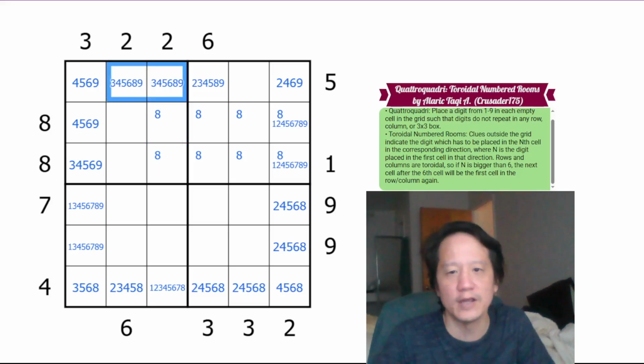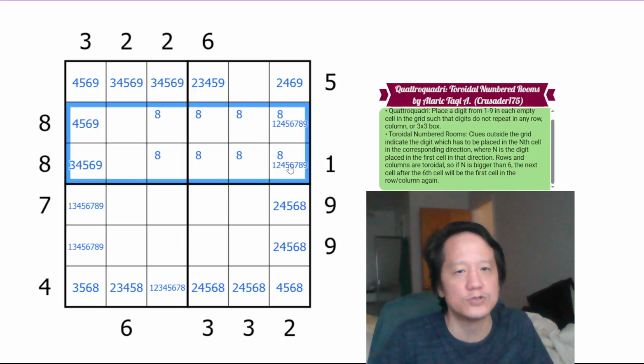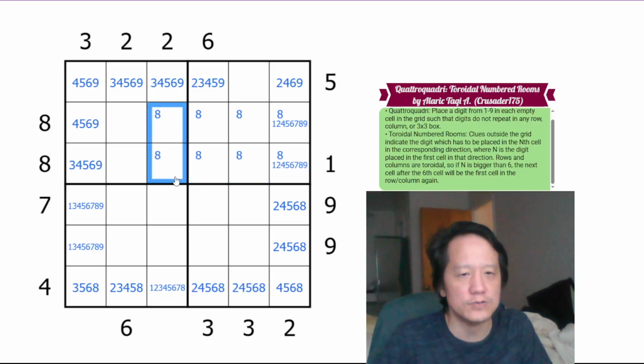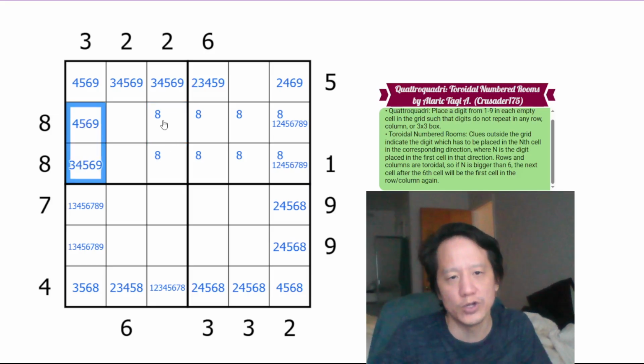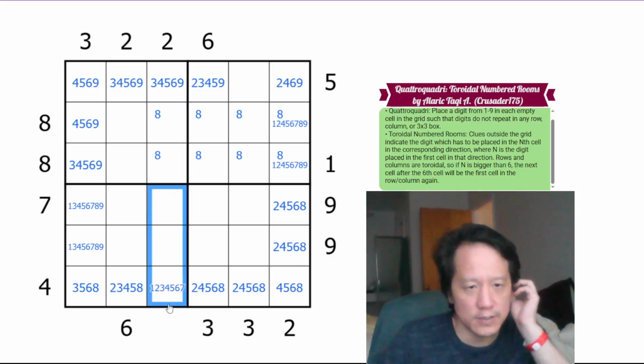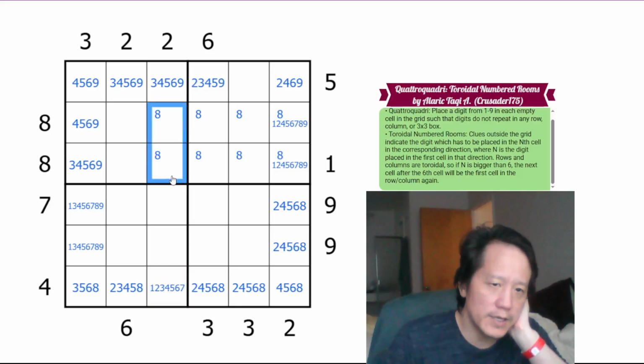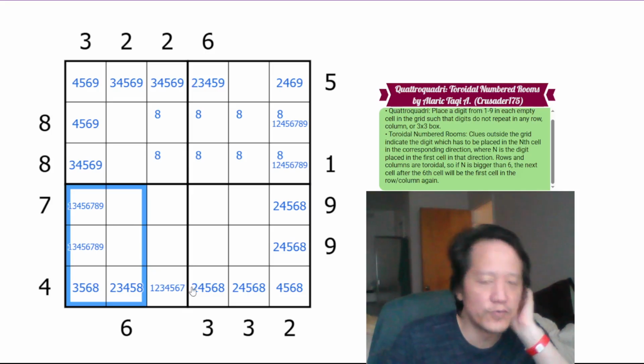Oh, this can't be 8. This can't be 8, because 8 has to be in rows 2 and 3. So 8 has to be one of these 2 digits here. So it's either 3 here or 9 here. We're not sure which. Therefore, this can't be 8 here. 8 is here, so 8 can be one of these 4 there.